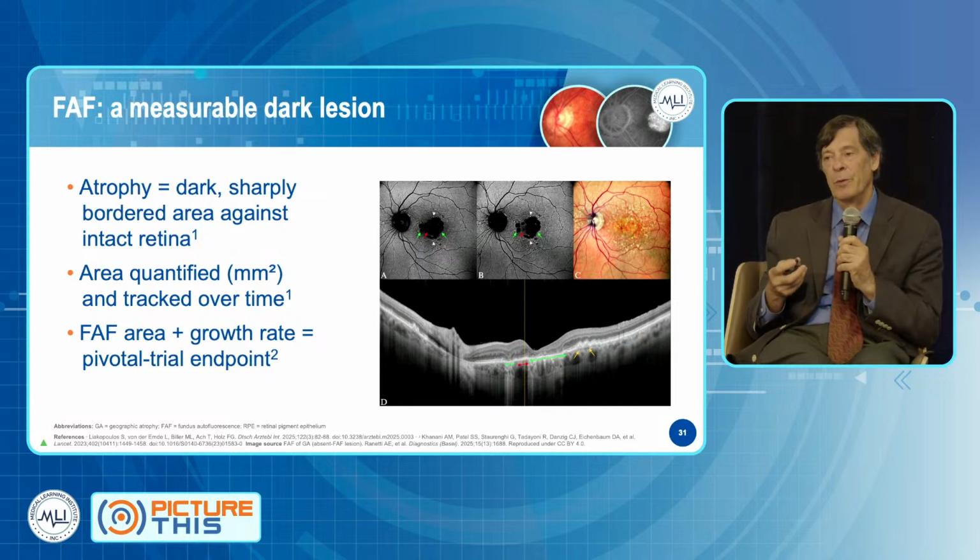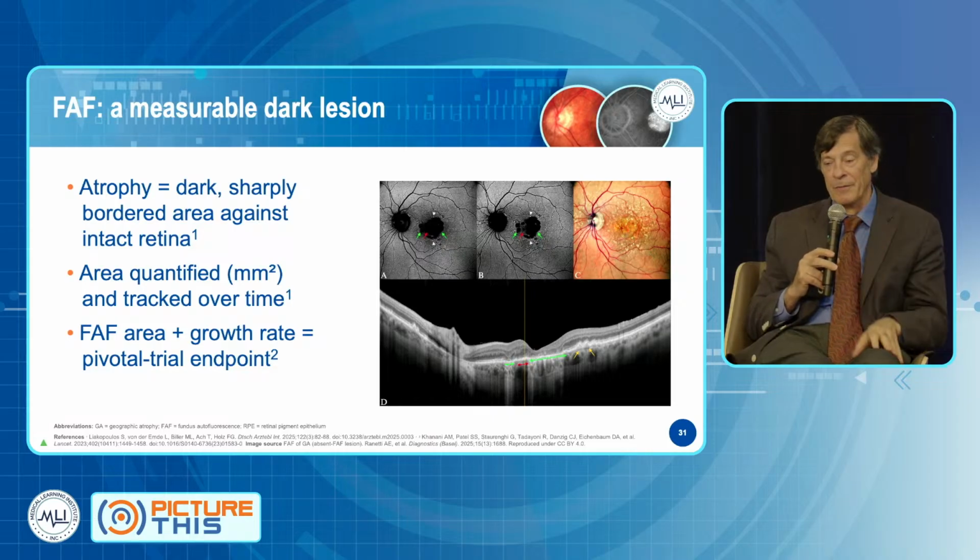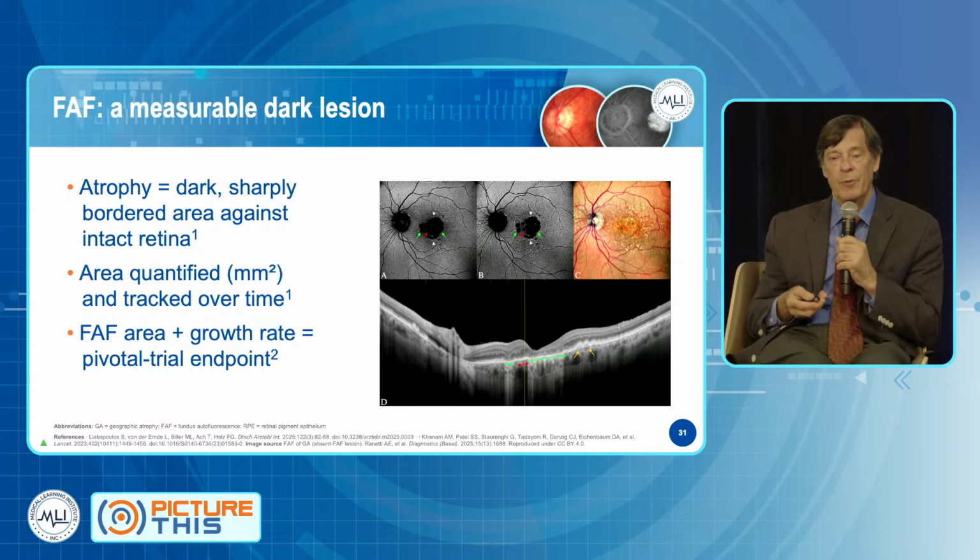And typically we're measuring the area, which is in millimeters squared, and we can track the growth rate. And as Arshad's going to be talking about, the growth rate of the autofluorescence is the pivotal trial endpoint that was the endpoint that got both pegcetacoplan and avacincaptad pegol approved.